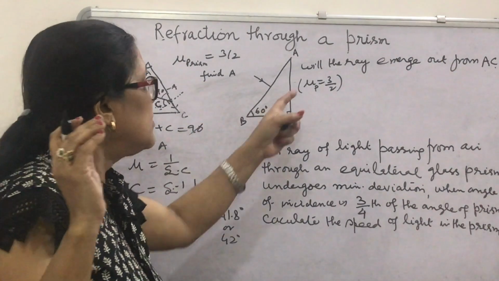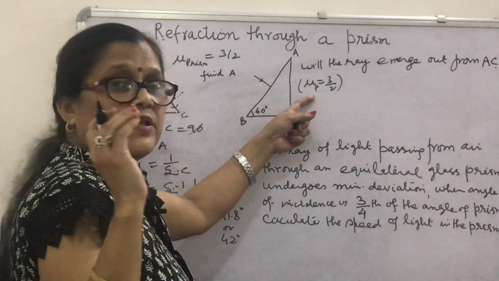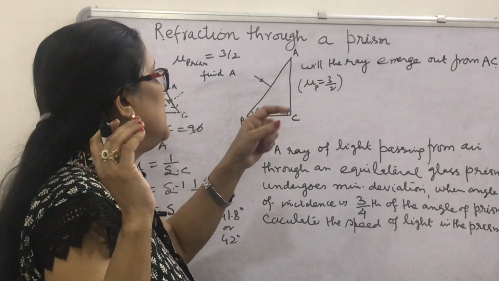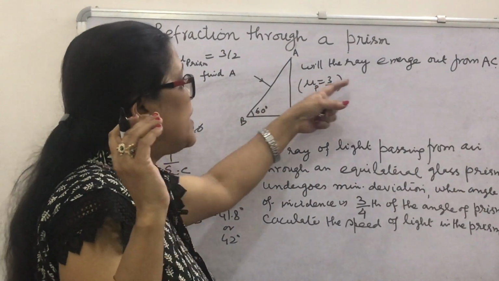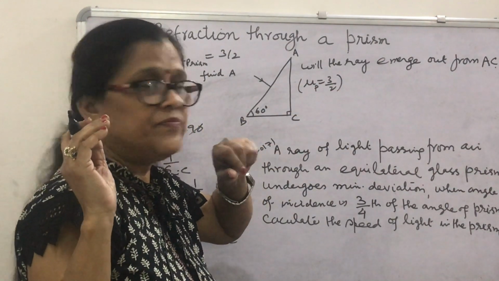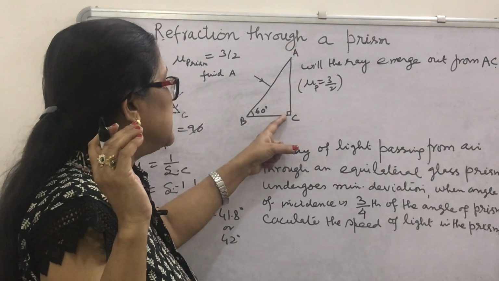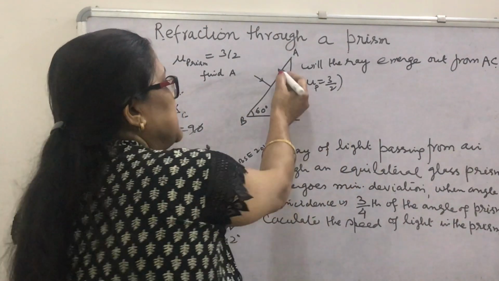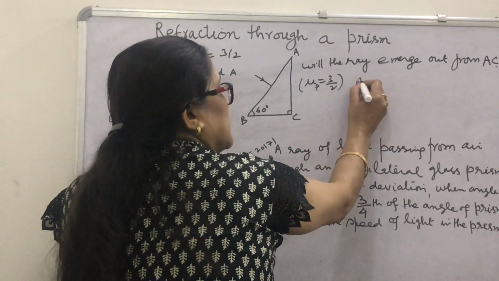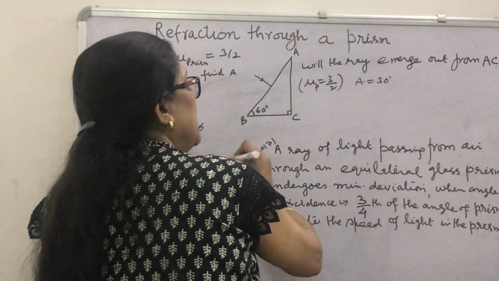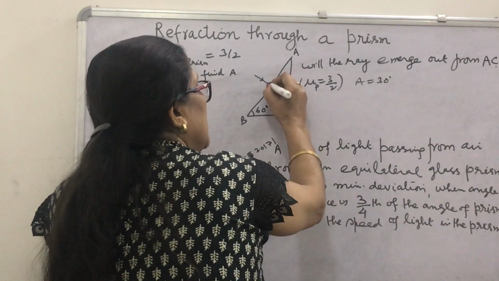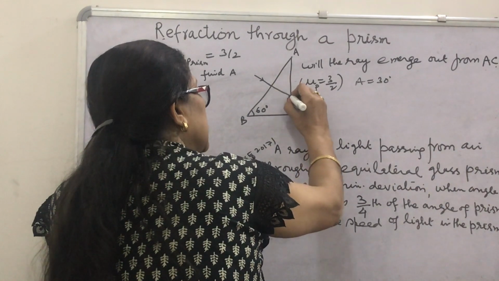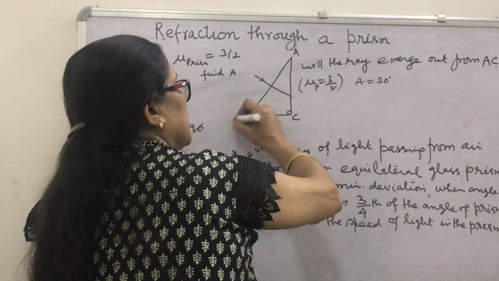Next question. Look at this question. The refractive index for the material of the prism is 3/2. For this figure, will the ray emerge out from AC? This surface is AC, this is 90 degree, this angle is 60 degree. So what is the angle of prism? As is clear from the figure, the angle of prism is 30 degree, and you know the ray will come directly here, as it is entering normal to the surface AB.